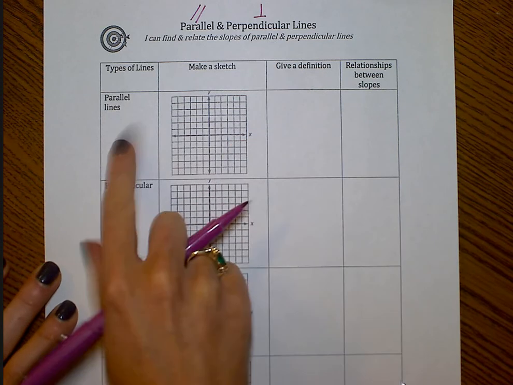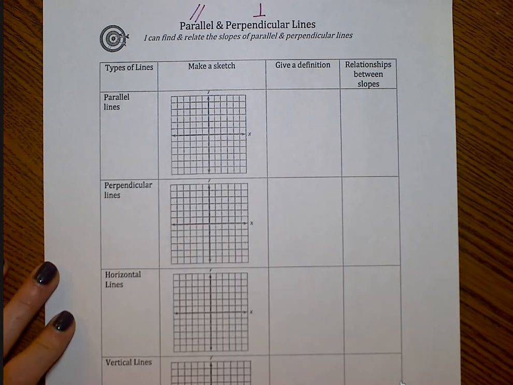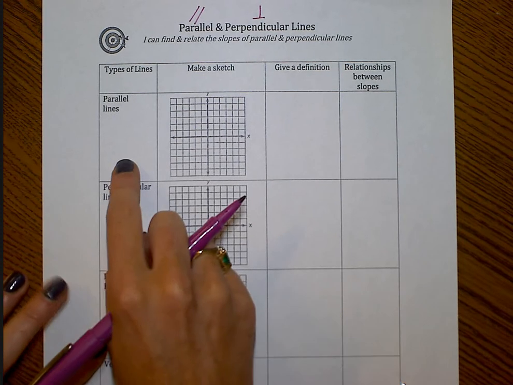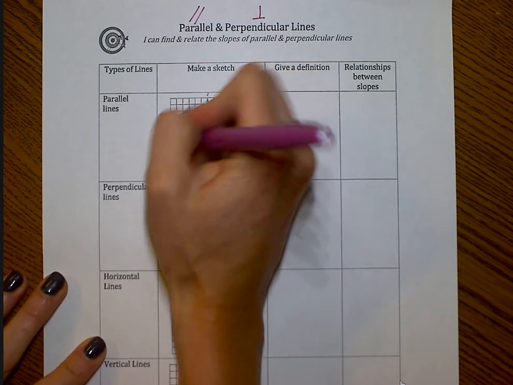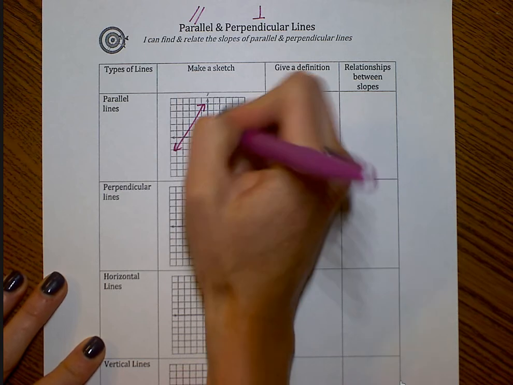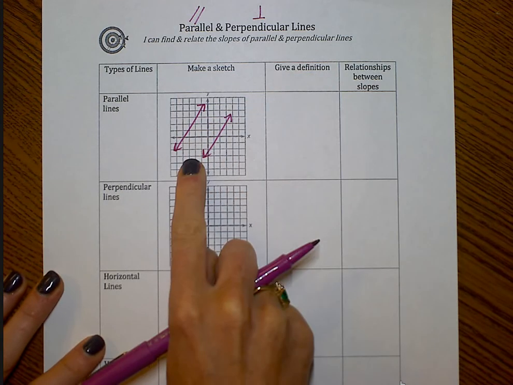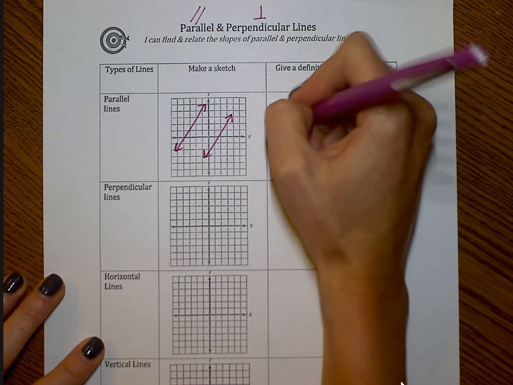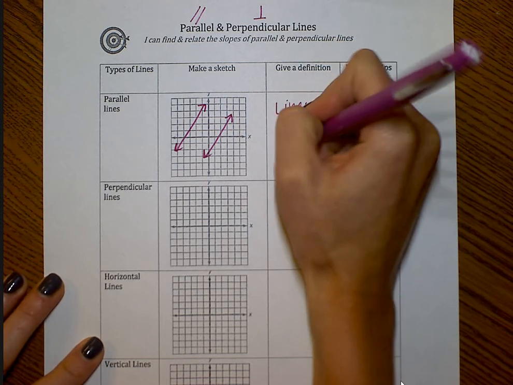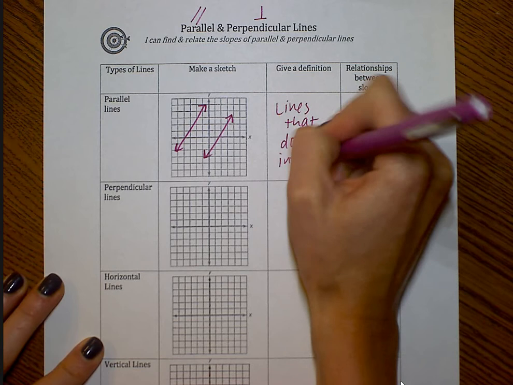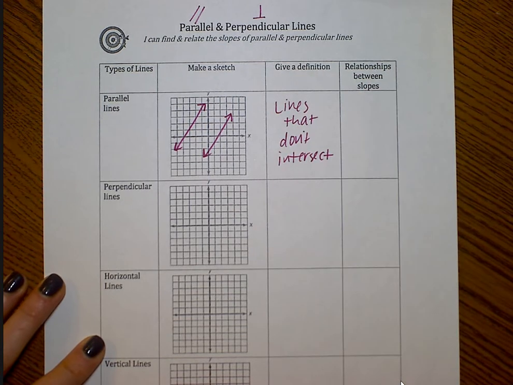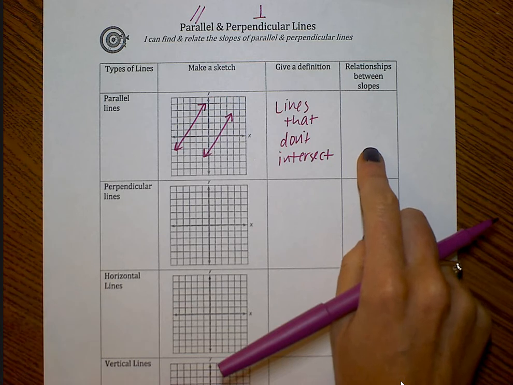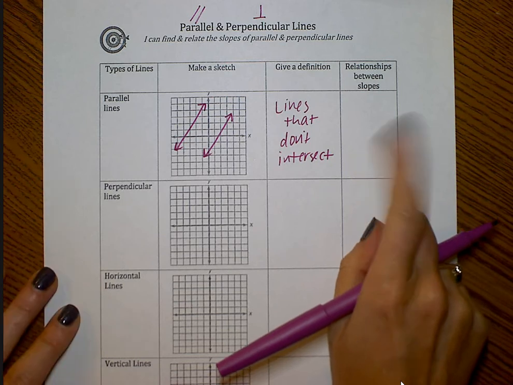What we're going to do is make a sketch for these different types of lines and then talk about their slopes and give a definition. So parallel lines, we know what those look like, and we've been doing a lot with parallel lines this unit. So rough sketch, they look like this, and they're lines that don't intersect. If you remember about their slopes, and we're talking a lot about algebra with parallel lines today, the slopes of parallel lines are exactly the same.